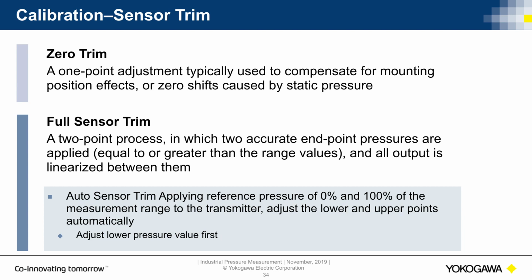So we have a functionality in our transmitter, this auto sensor trim. So if you can supply 0% and 100% of your application, you can basically tell the transmitter what you want it to read, and it'll adjust it automatically. So if you've got a calibrator, you're supplying 0 inches of water, the transmitter's reading a 1/2 inch, you just tell the transmitter, hey, I want you to read 0, plug that in, and it'll adjust accordingly. Same thing, if the top end of the application is 100 inches of water, if it's reading 102 inches of water, you just tell it you want it to read 100, and it'll automatically make that adjustment.